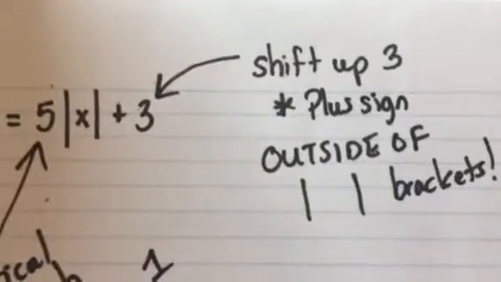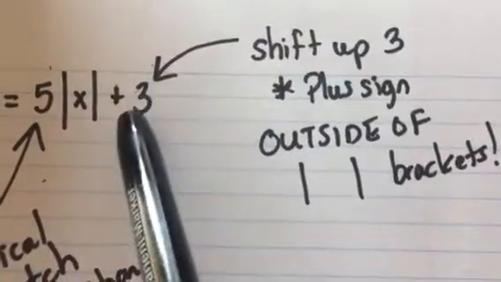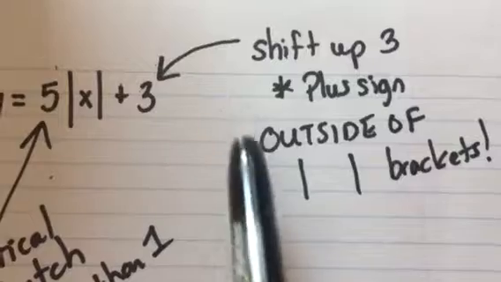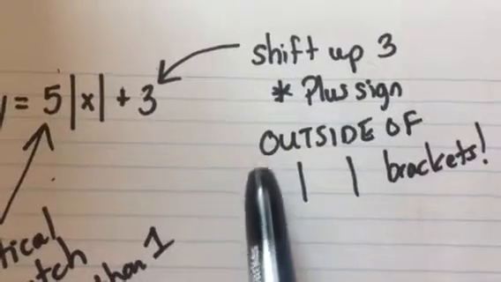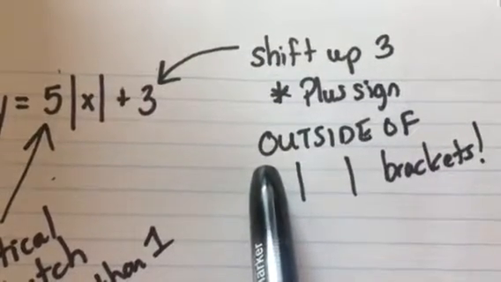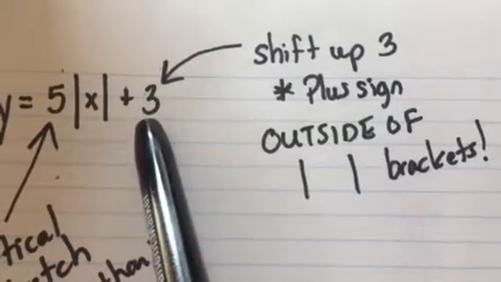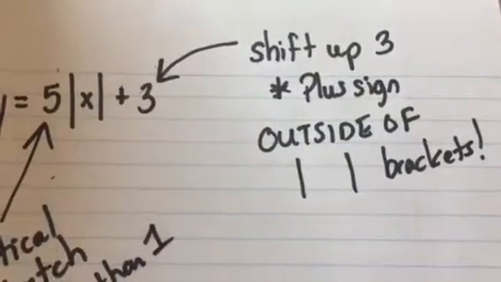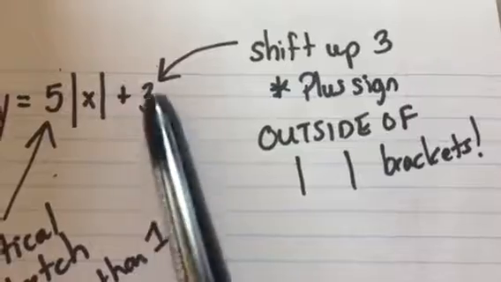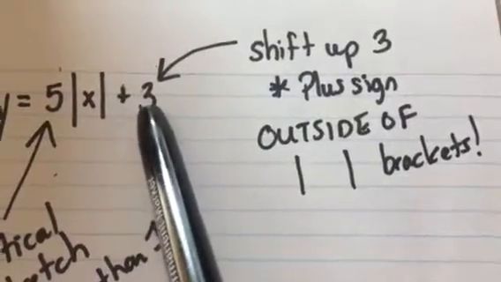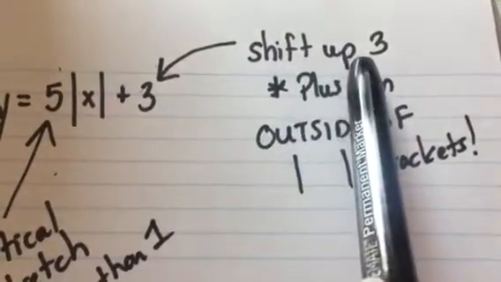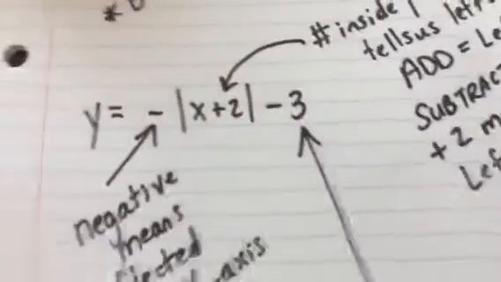Okay, the second thing that you need to know about this function is there is a number that's being added. Now, key thing here is that it is the number that's outside of the absolute value brackets. Okay, so the number that's outside the absolute value brackets is going to tell you if you're going to shift up or down. Since this is a plus sign, plus 3 just means that we're going to shift up 3. Okay, and then we have a second one here.